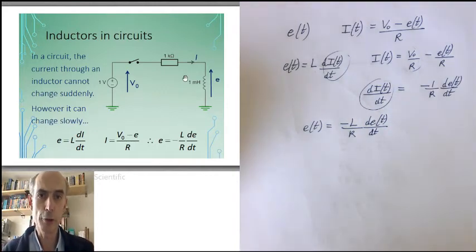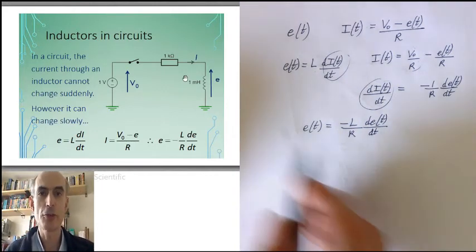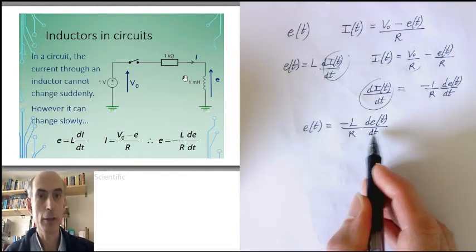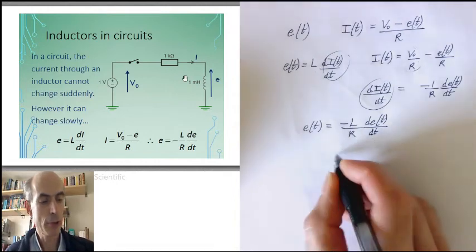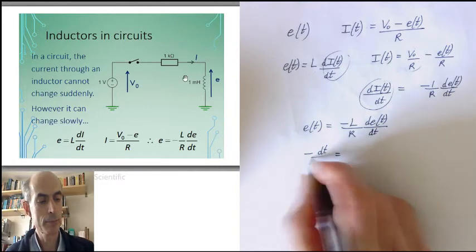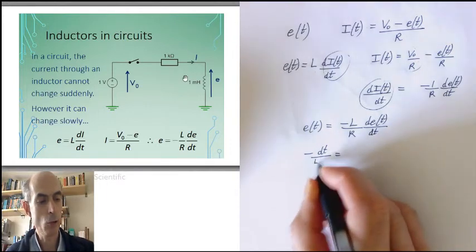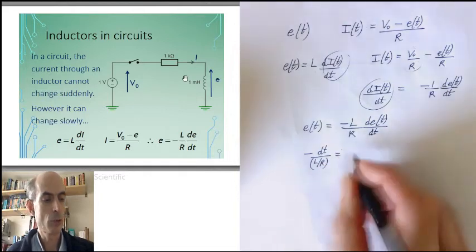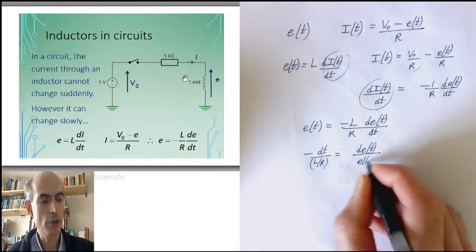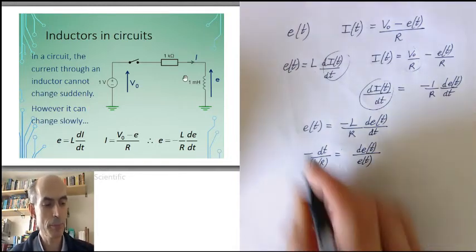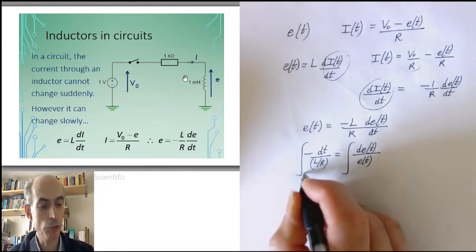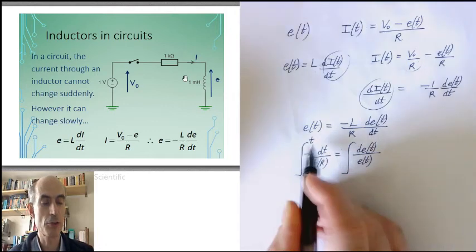It's probably beginning to look familiar. It's the same type of equation that we got when we were analysing the capacitors. And I can solve it in the same way. Write this as minus dt over, in this case, L over R, equals dE over E of t. And that's now ready for integration. And I want to integrate from time t equals 0 up to a time of interest t.